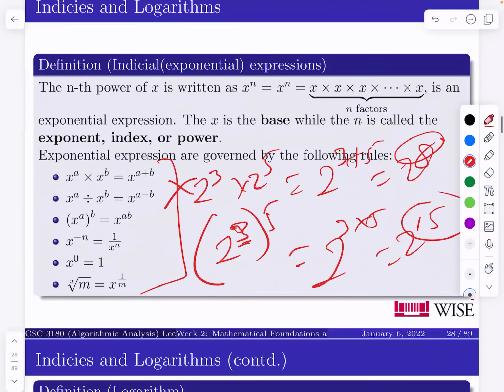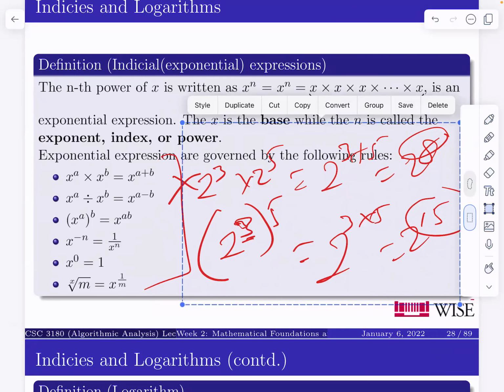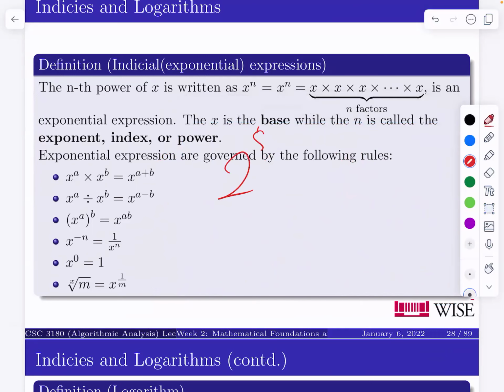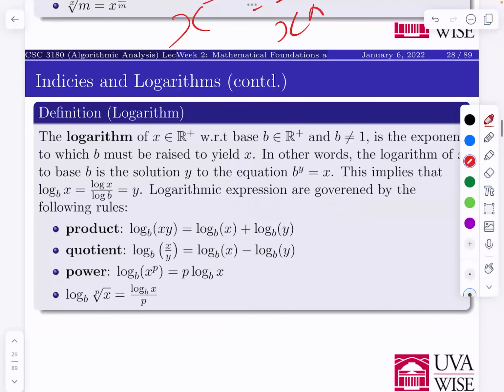Okay. And if you have an expression of this form, 2 raised to the power of 5 divided by 2 raised to the power of 2, that will simply give you 2 raised to the power of 5 minus 2. Let me put 3 here. 2 raised to the power of 5 minus 3, which is 2 raised to the power of 2, which is 4. Okay, take note of that. Any number raised to the power of 0 will give you 1. And x to the power negative n is the same thing as 1 over x to the power n. Okay, and then we have the rules of logarithm, which is very, very important.